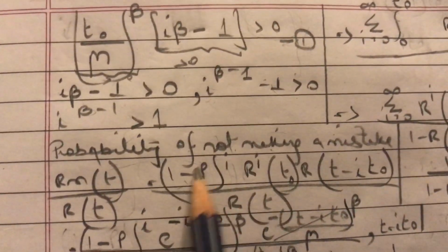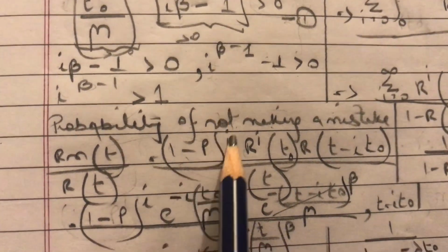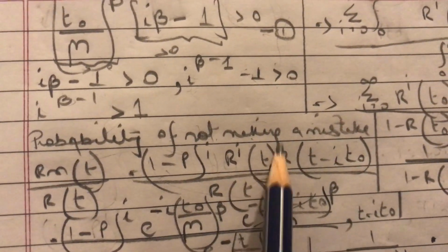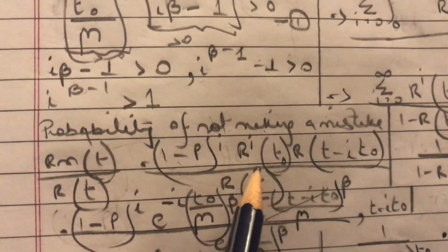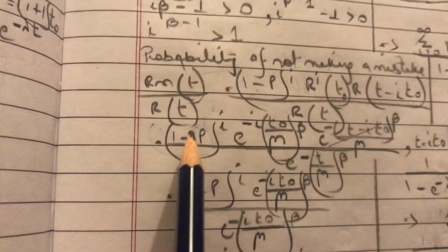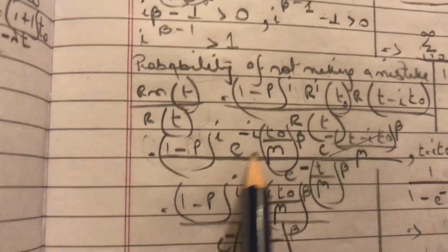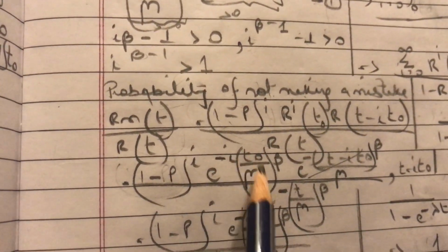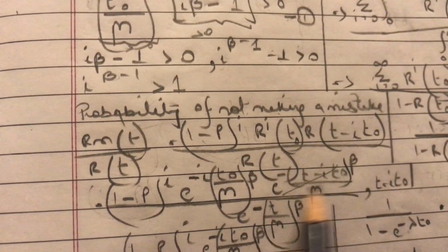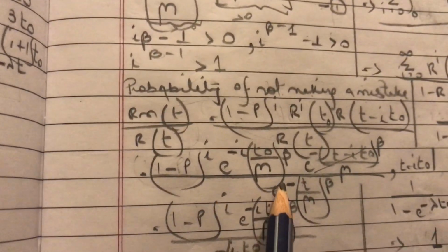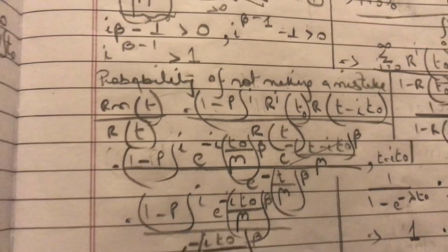It's the same as before. You must know now how to write this thing. So 1 minus P at the I, Ri of T0, R T minus IT0, R and T, R of T. So that's it. So now what we are going to do, we'll replace the reliabilities in the form of exponential form. So I T0 over eta at the beta, and E minus T minus IT0 at the beta over eta, and this becomes E at the minus T over beta over eta at the beta.